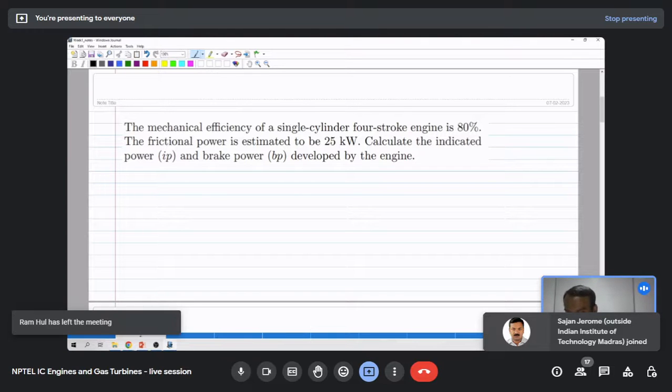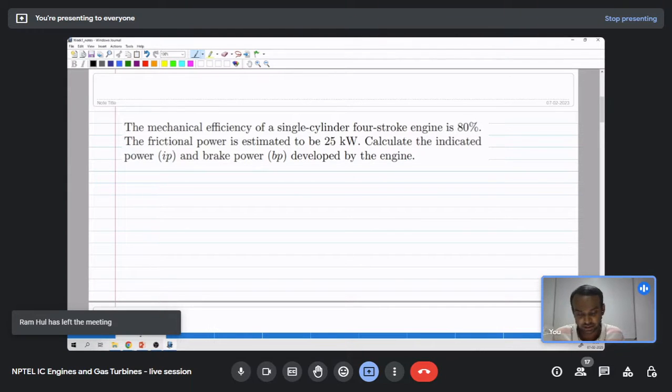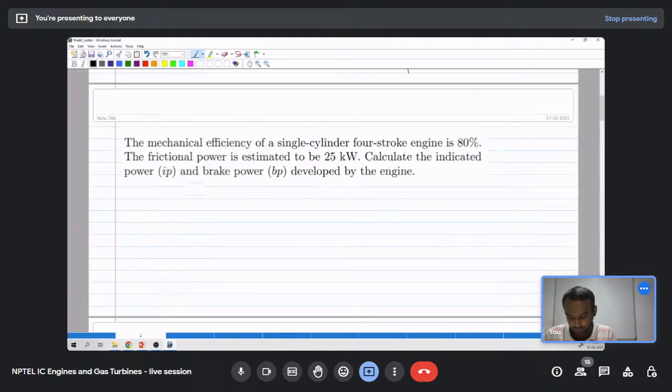So the second problem, we are given the mechanical efficiency of a single cylinder 4-stroke engine, which is 80%. The frictional power is estimated to be 25 kilowatts. Calculate the indicated power and brake power developed by the engine. So we know mechanical efficiency.